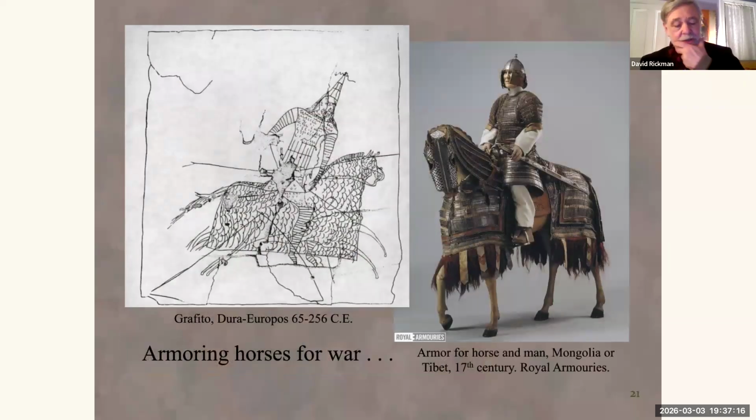Now, I need to make a short detour here into the whole notion of armoring a horse for war. It was not, of course, invented by Native Americans. Horses have been armored for combat since antiquity, as you can see from this drawing from Dura Europus in Syria in about 165 to 256 Common Era. And this tradition probably was common from Europe all across Asia and even into Africa.